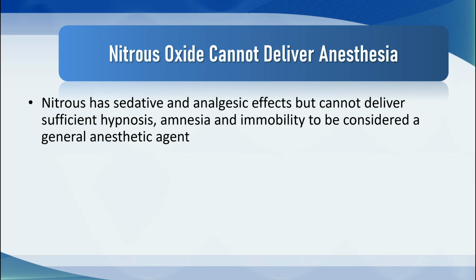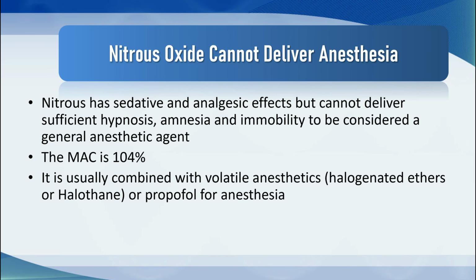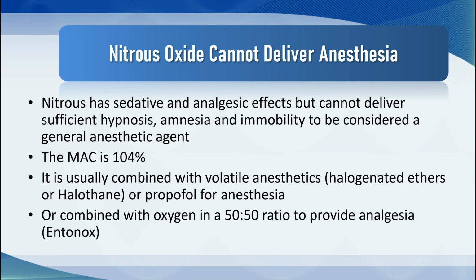The key thing to understand is that nitrous oxide in and of itself cannot deliver anesthesia. It has sedative and analgesic effects, but cannot deliver sufficient hypnosis, amnesia, and immobility to be considered a general anesthetic agent. The MAC is 104%. It's usually combined with volatile agents like sevoflurane or halothane or propofol for anesthesia, or it's combined with oxygen in a 50-50 ratio to provide analgesia. This is Entonox that's used on the labor ward.